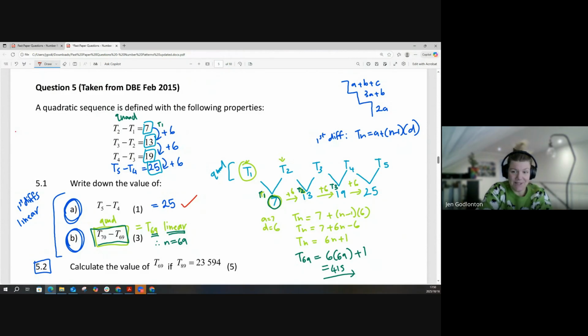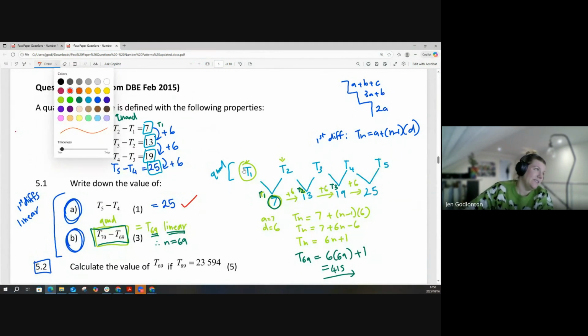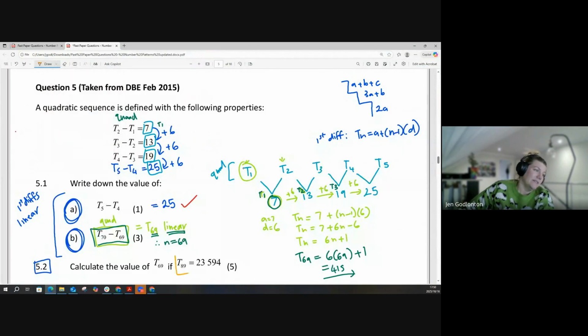All right, I'm going to give you some time to finish up 5.2. The key to 5.2 is this and that. Wherever you see yellow on the board, that's the key.